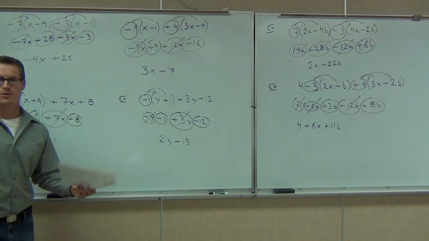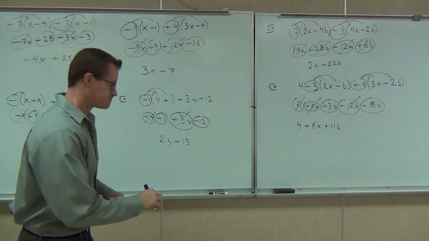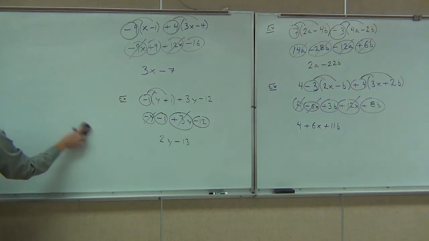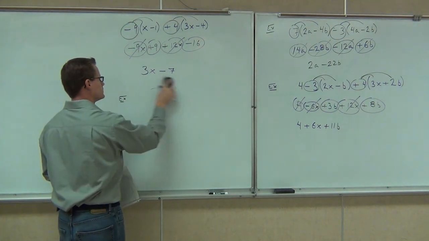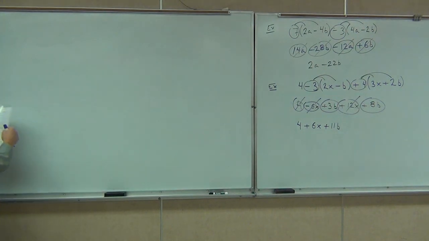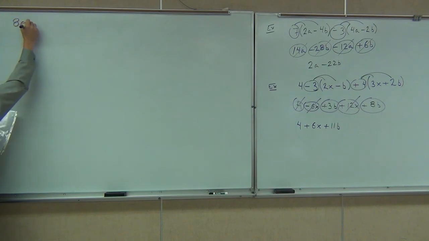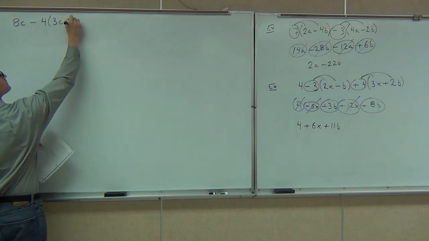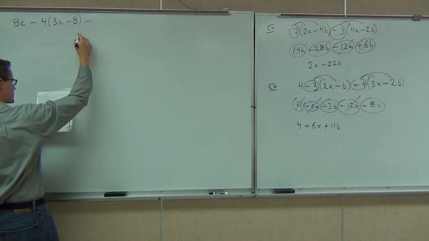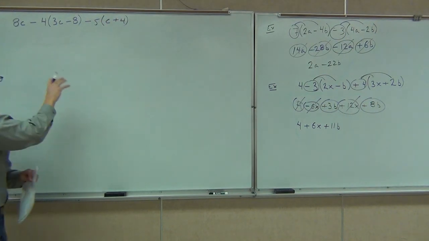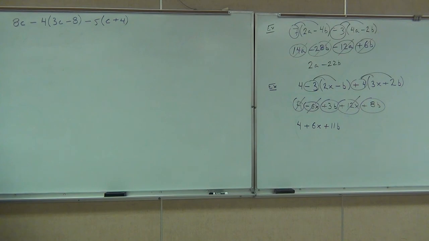Are you ready to try a couple on your own? Let's see if we can handle this. I'd like you to do this one. Let's start with 8c minus 4 times 3c minus 8 minus 5 and then c plus 4. Work on that one. I'm going to write one more on the board for you and you take care of that afterwards.